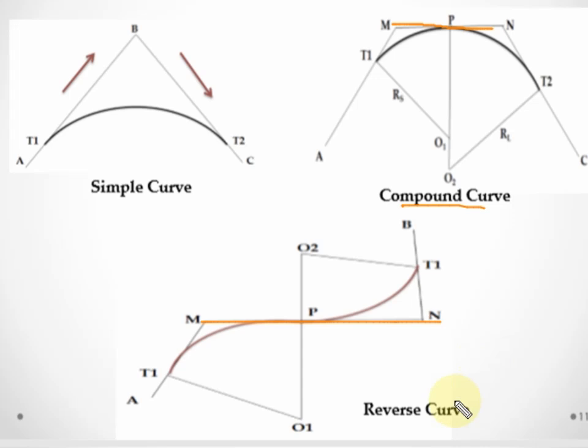A simple circular curve has only one radius. We call this center O. It has only one radius. It consists of a single arc. It is a single arc. So this is the simple circular curve. In your syllabus only the simple circular curve and its problems are included. So this is the introduction to the curve.